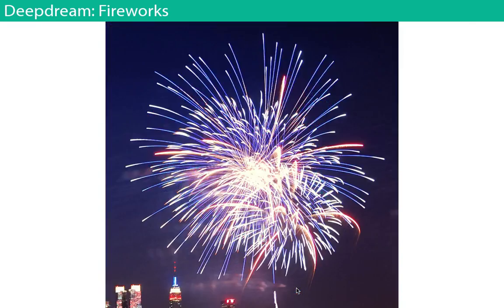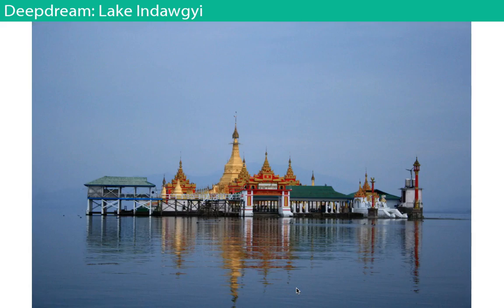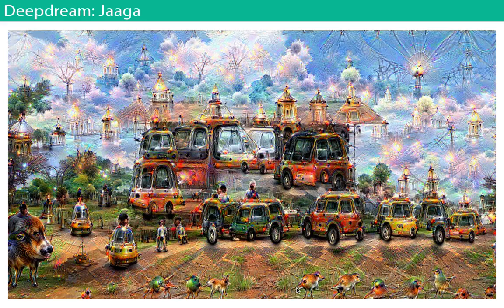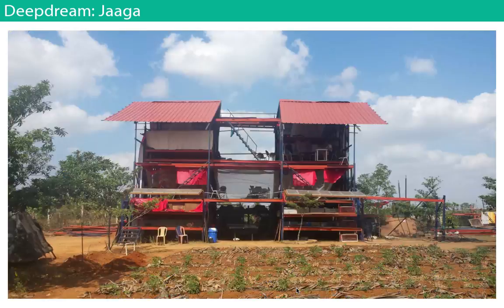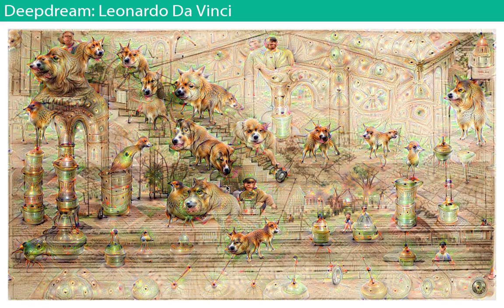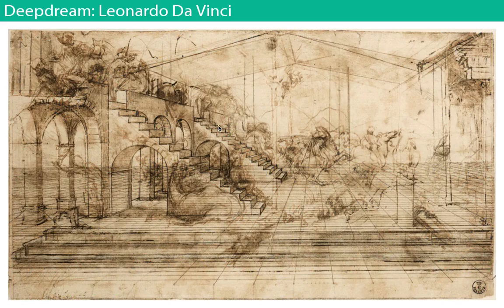Things like this. This is from Burma. I just started doing it on vacation photos. This is one of my favorite places in the world. It's called Jaga. It's in India. Deepdream Da Vinci. I really like this one because the dogs kind of appear in the steps.